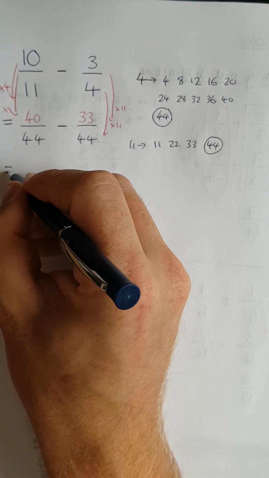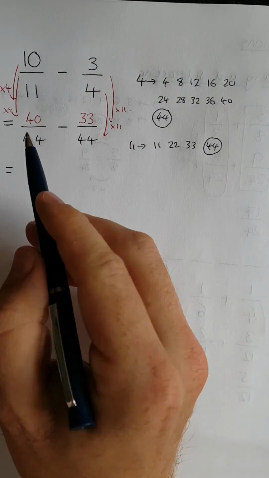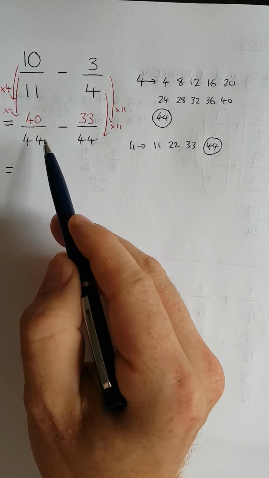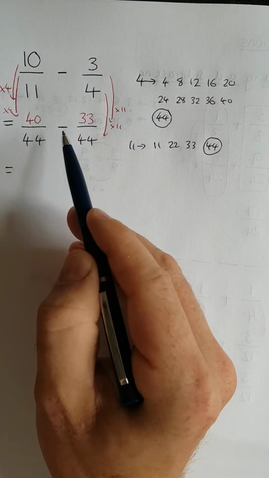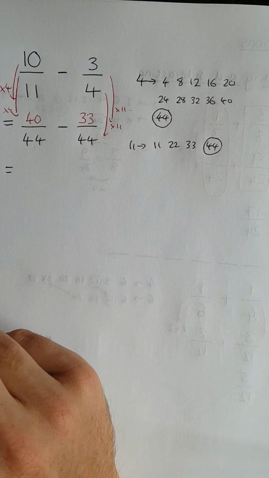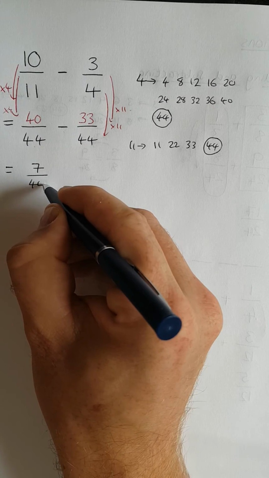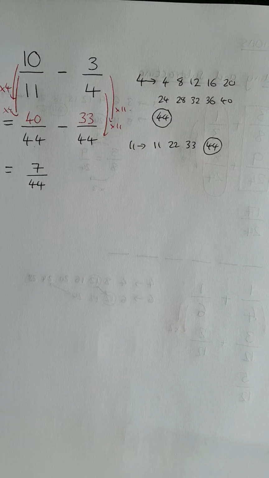Now, if you remember from the previous, subtraction is just the same as adding. You've got 44 bits that are this size, taking away 33 bits that are the same size. So that leaves me with 7 bits. So subtraction is just the same as addition.